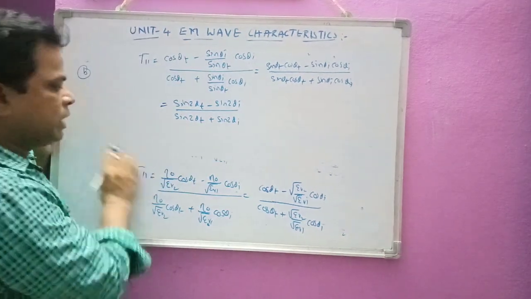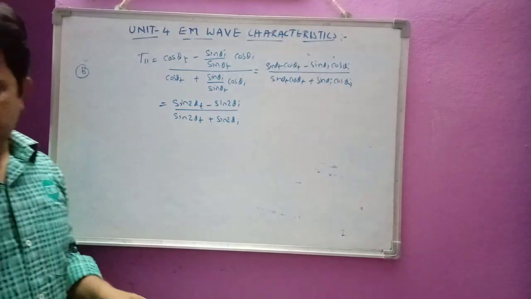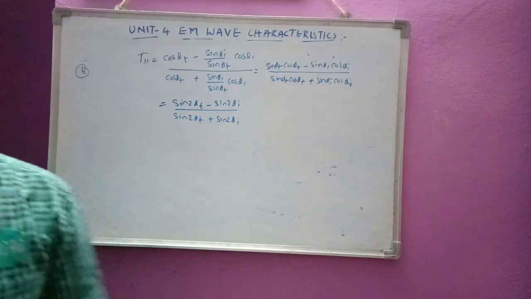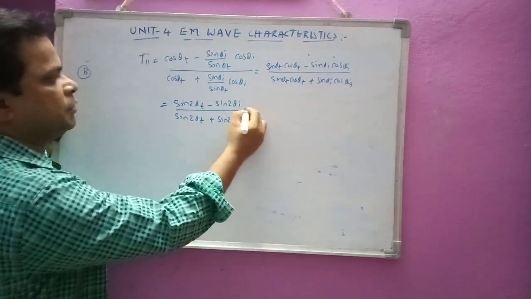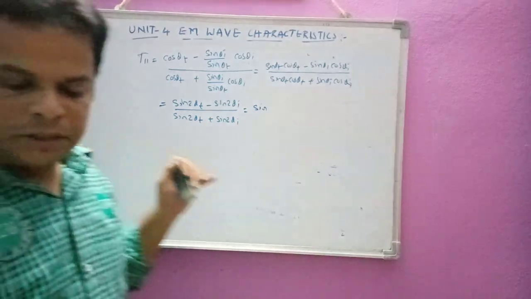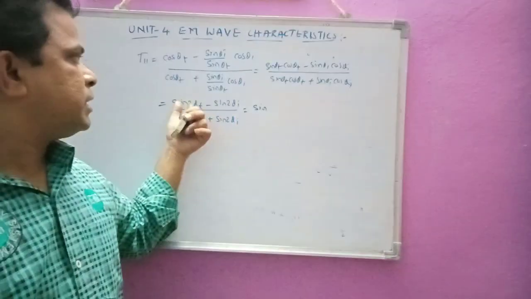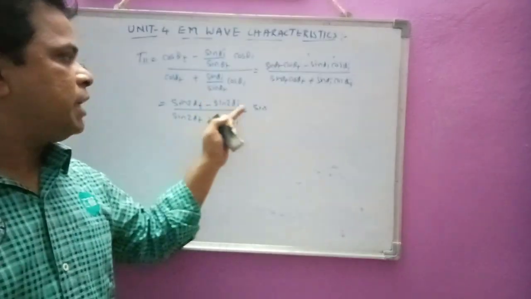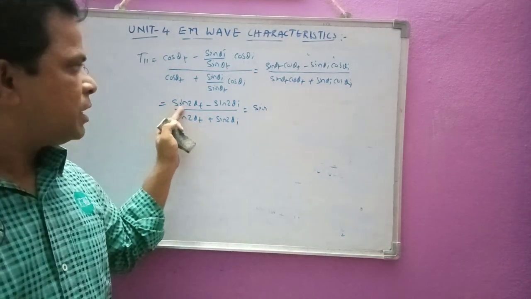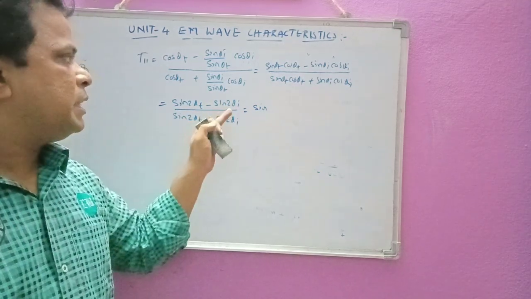Now I am going to use another formula here, sin of a plus b and sin of a minus b. So if I use that formula, you can get this one like this. So sin a plus sin b and sin a minus sin b: sin a plus sin b will be equivalent to 2 sin of (a plus b)/2 into cos of (a minus b)/2. Similarly, sin a minus sin b will be equivalent to 2 cos of (a plus b)/2 into sin of (a minus b)/2.